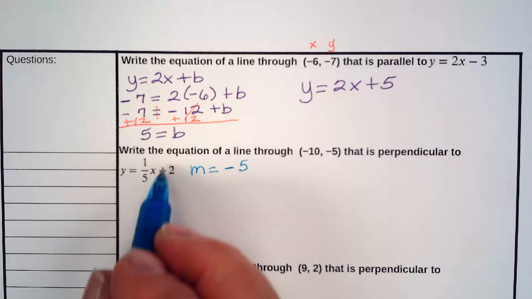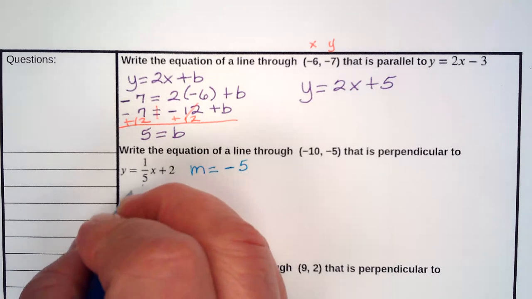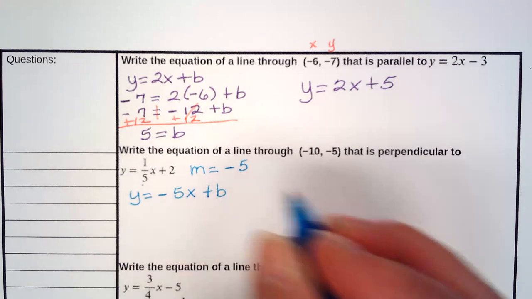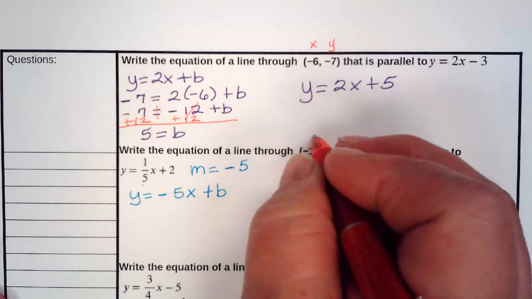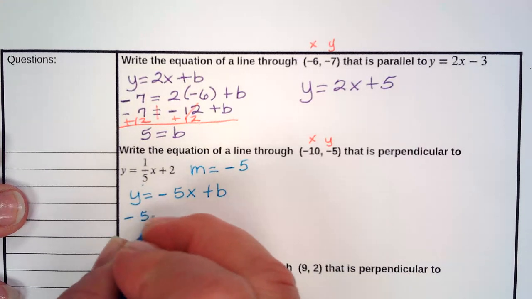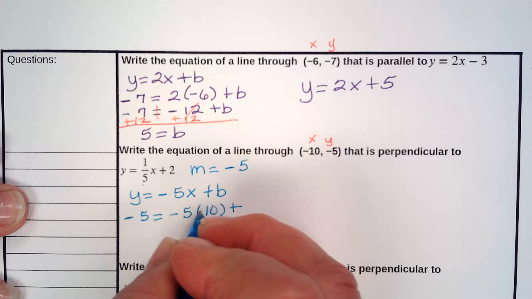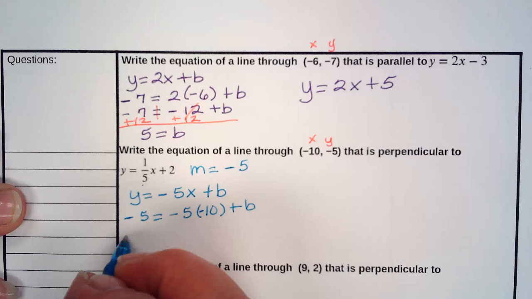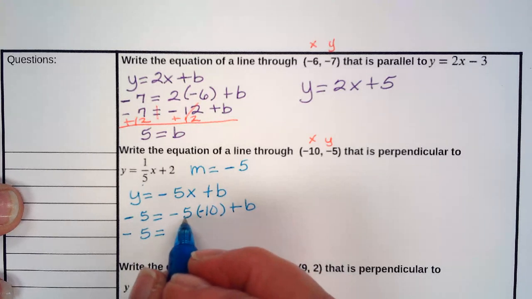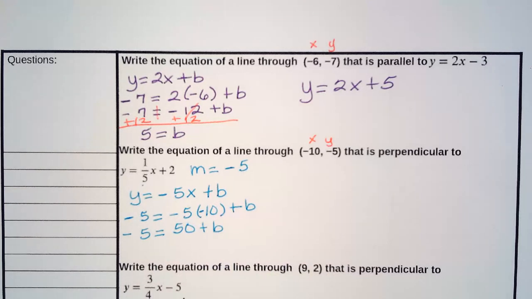So we can start with our generic equation, but we're going to replace this with our perpendicular slope. Y is equal to negative 5x plus b. We have an x and a y. Negative 5 is equal to negative 5 times 10 plus b. Negative 5 is equal to, negative times negative is a positive, 5 times 10 is 50, plus b. We're ready to solve.